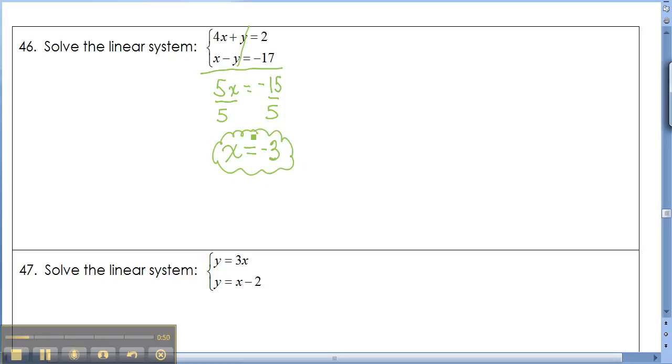We can find the y value by choosing either one of the equations and replacing x with negative 3 and solving for y. So I'm going to go ahead and put it in the bottom equation because that's the simpler of the two equations, since it has just ones as the coefficients on the variables. So it's going to be negative 3 minus y equals negative 17.